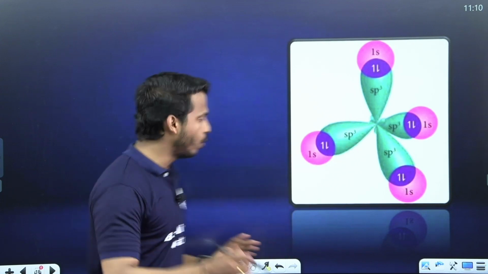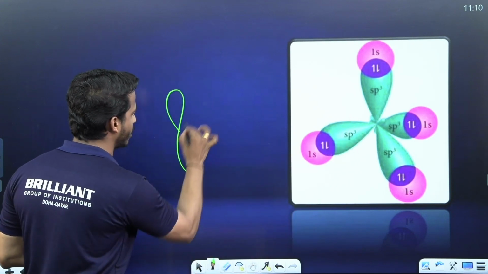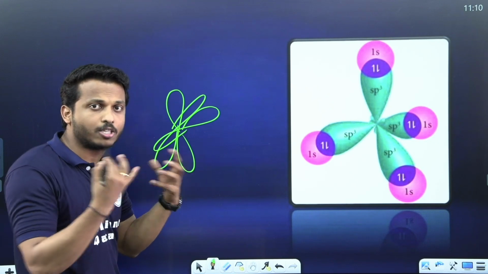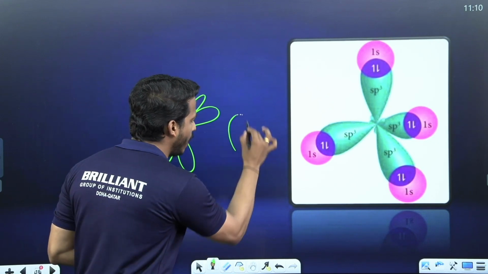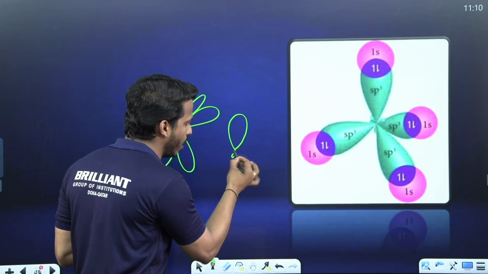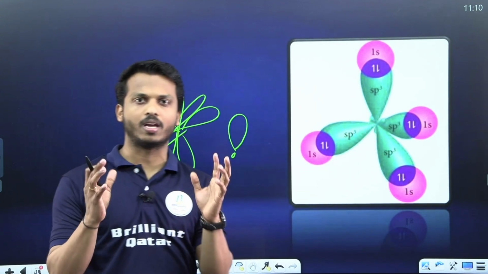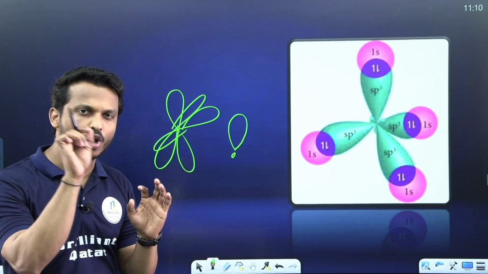And as I told you, when you represent all the lobes like this, it will be totally complicated. So when you're drawing sp3, sp, sp2 orbitals and all, write only one lobe enlarged, and the other one write as a small one. Can you see that? To avoid mistakes and complication, we can just write the other lobe as a small one.